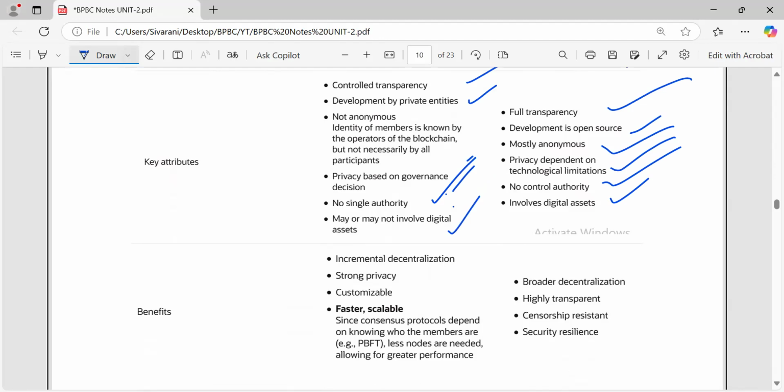The benefits are incremental decentralization, strong privacy, customizable, faster and scalable.